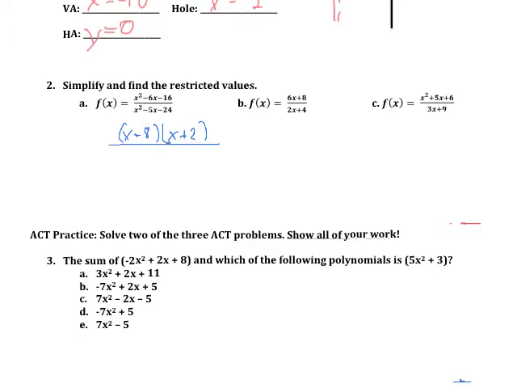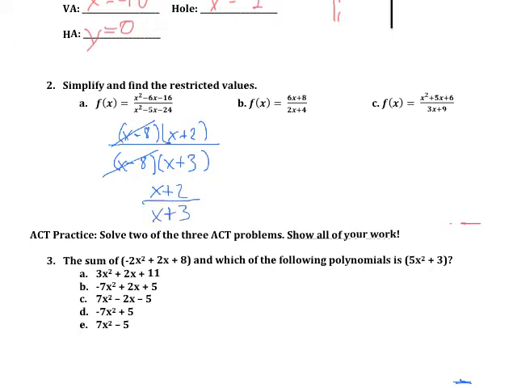In the denominator, looking for two numbers that multiply to make negative 24 that add up to negative 5. That's going to be negative 8 and positive 3. So because of that, we can see that those x minus 8s cancel off, giving me a final answer of x plus 2 over x plus 3.